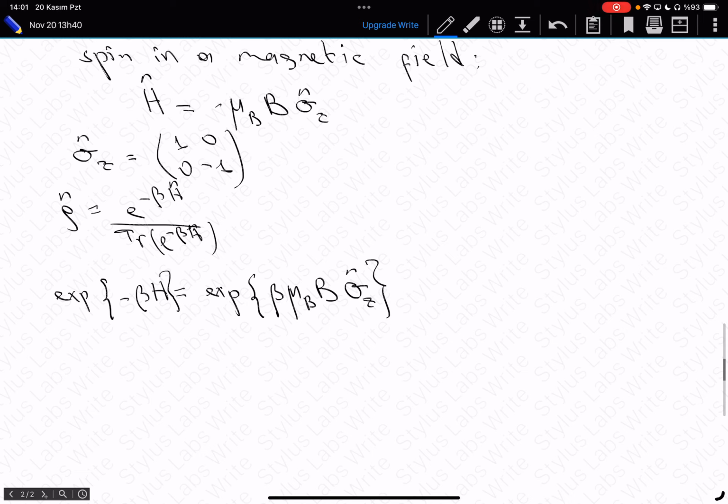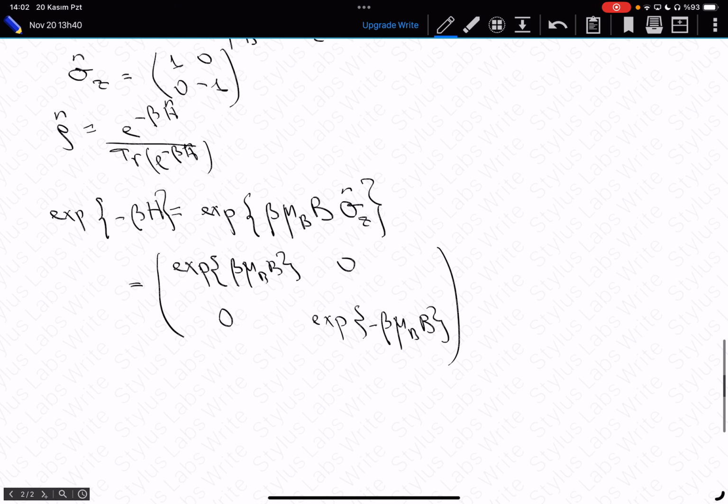Well, this is something: the exponent, or arbitrary functions of matrices, are defined in terms of the Taylor expansion of the function. Well, sigma z is diagonal, so this is easy to carry out. To calculate, this is the exponent of beta mu_B B, the 1 element, 0, 0, exponent of minus beta mu_B B.